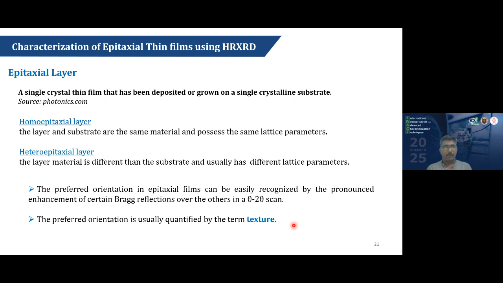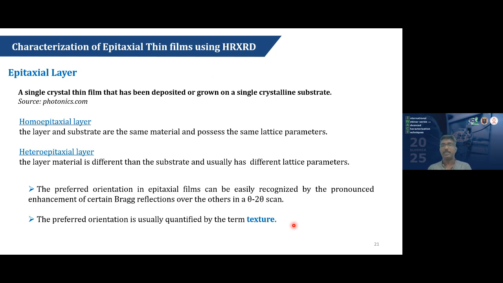So this preferred orientation in an epitaxial film, how can we determine if there is an epitaxial growth in our thin film? It can be easily determined from a normal theta to theta geometry by observing if there is any pronounced enhancement in the peaks in the theta for a particular plane. If there is a pronounced enhancement in the intensity, there could be a preferred orientation in our sample in that particular direction.